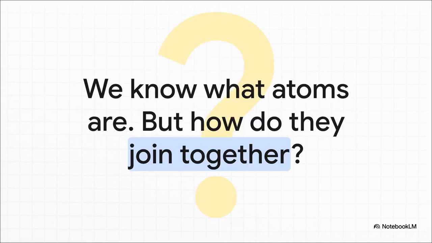So we've understood what atoms are, but this leads to the next question, doesn't it? We know atoms rarely exist on their own. So how do these atoms actually join together? How do they form all the different things we see around us? That is exactly what we will explore in our upcoming topics, when we learn about molecules, ions, and chemical bonds.